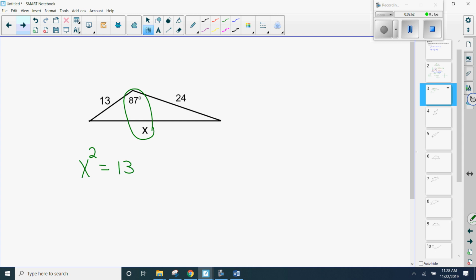Okay, I started with 13. 13 squared plus 24 squared. You could switch those 2 terms around. Minus 2 times 13 times 24. And then we would have the cosine of 87. So your pair has to start and end with that pair.